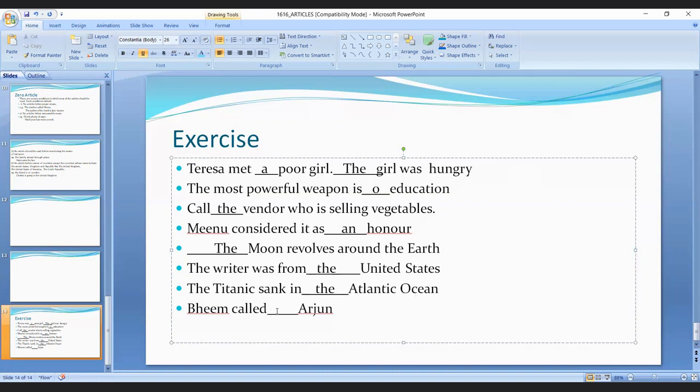Next: Being called dash Arjun. You should consider this noun. This noun is actually a proper noun. So the condition of zero article appears here. Before proper nouns, there should be no article. So we have zero article here.